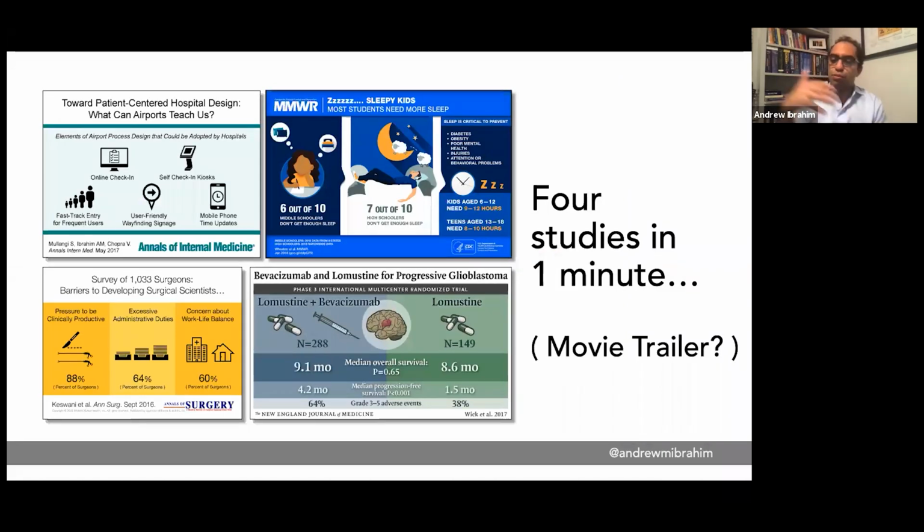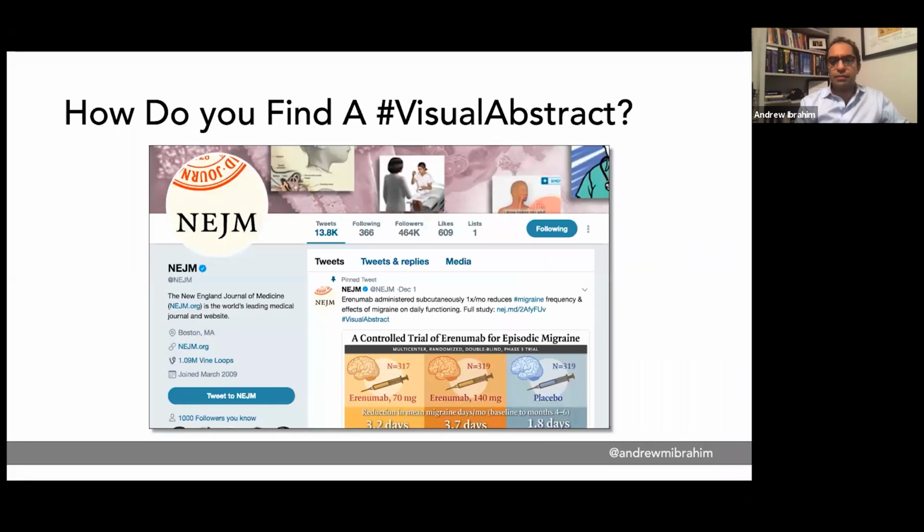It's like the preview to the article, to help you quickly digest what it's about and whether there's something you want to spend more time on. So how do you find a visual abstract? For the most part, it's been about 2 years now. They live predominantly in social media. So when you go to the journal sites, that is where you often find them.